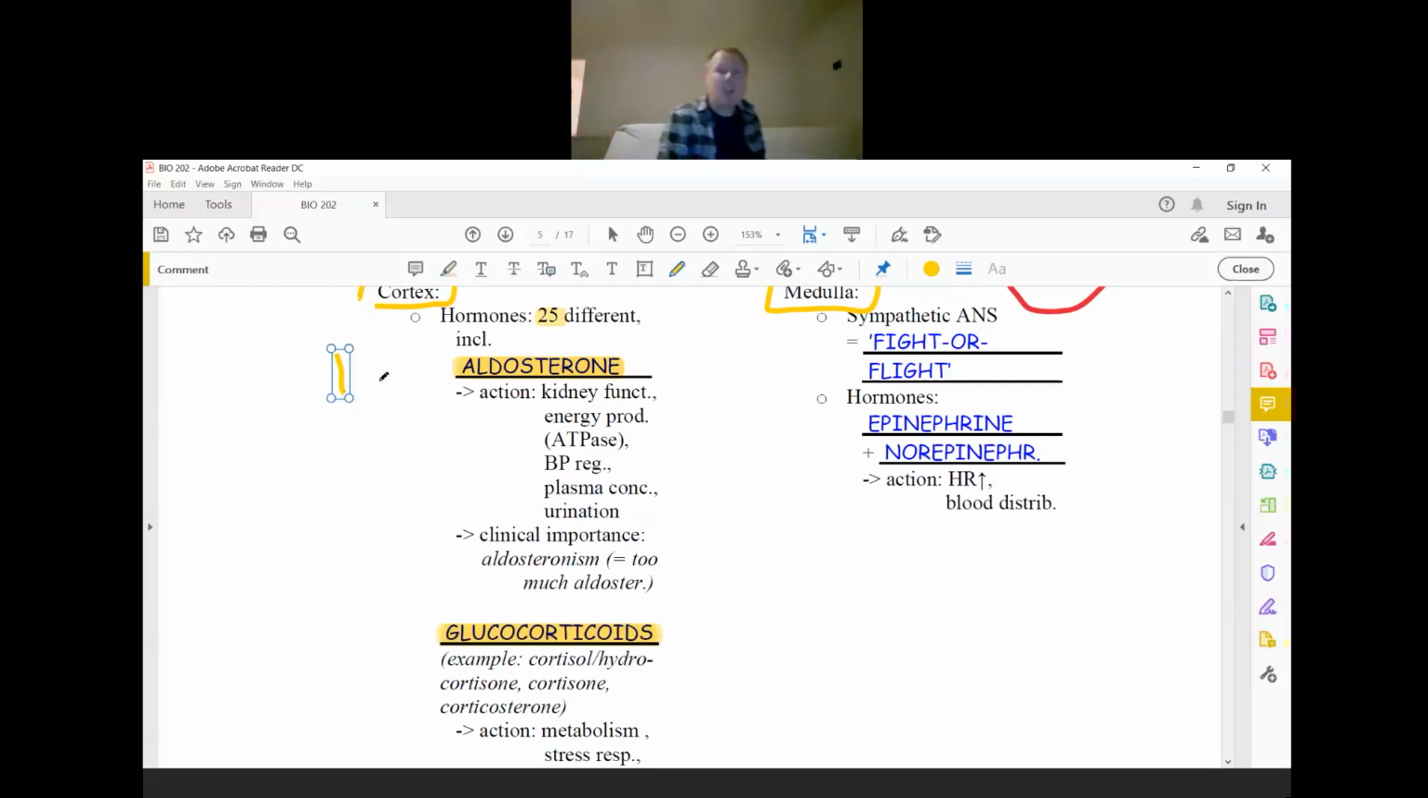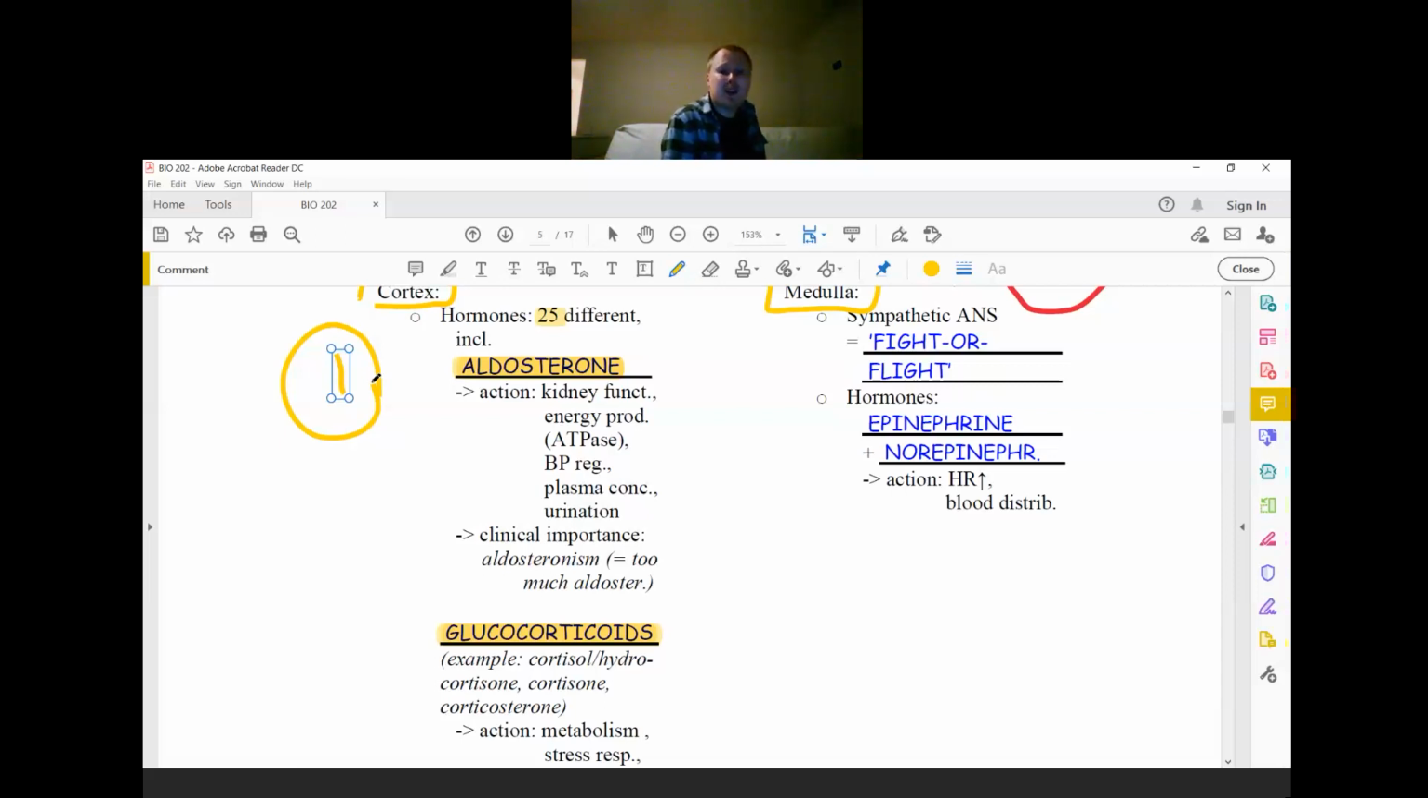So the first one is going to be the aldosterones. Aldosterones act on the function of the kidney, ATP production, blood pressure regulation, again through the kidneys, regulating the plasma concentration. If we're thinking of the function of the kidneys, it also affects urination. So really what you would expect to happen if we have a hormone that affects the kidney.